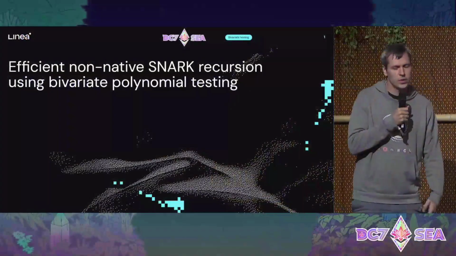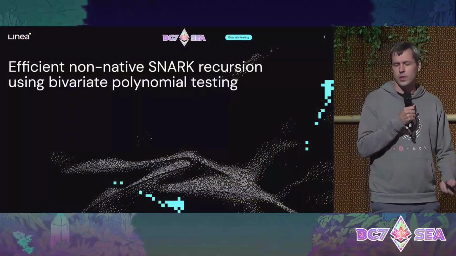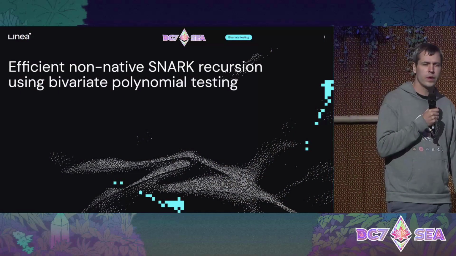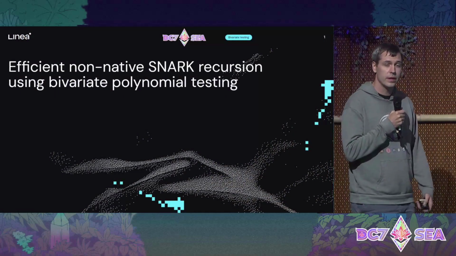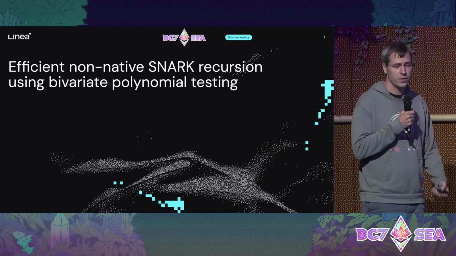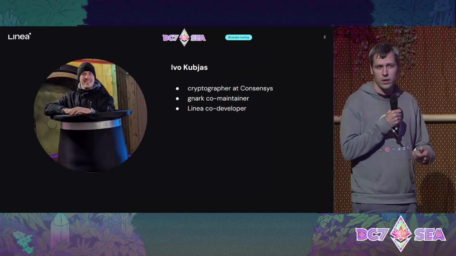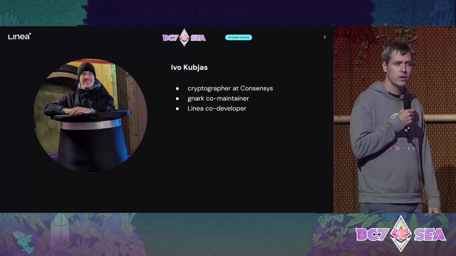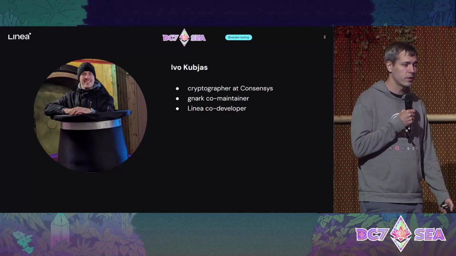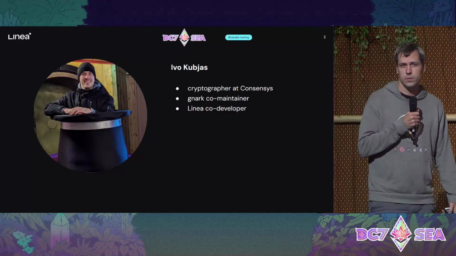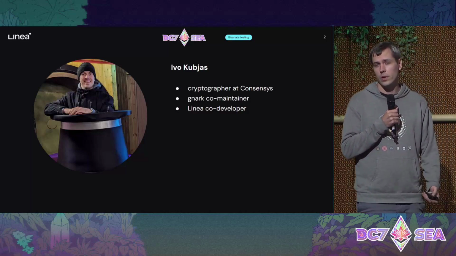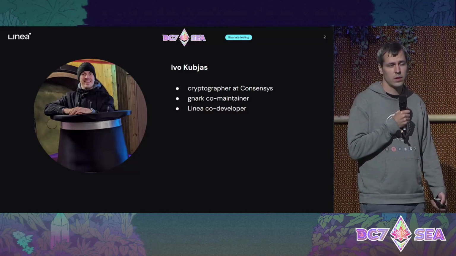I'm going to talk a bit about the optimization techniques we have done for making the proof recursion in Linea and also in gnark a bit more efficient. So I work on Linea and I mostly work on gnark. gnark is an end-to-end library written in Go for writing circuits which can be proven using SNARK proof systems.